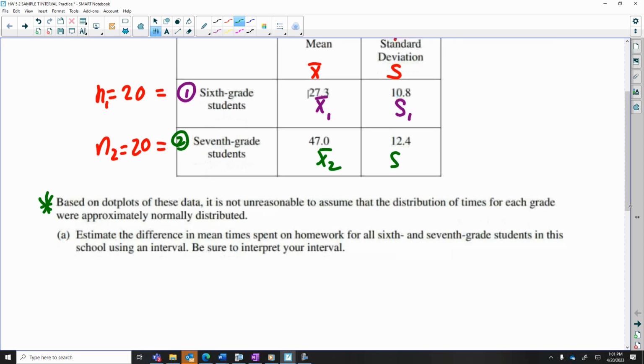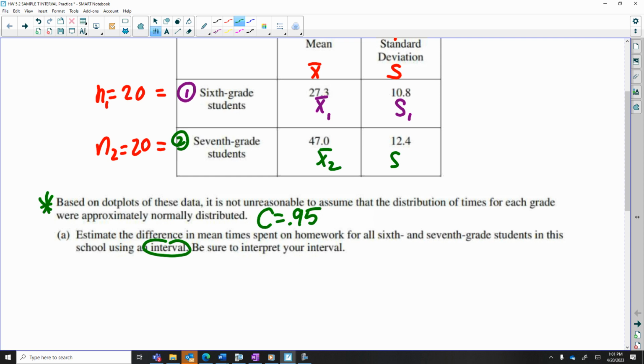Estimate the difference in the mean time spent on homework using an interval. Okay, so now the first thing to note is they did not give us the confidence level. Usually when they don't give us the confidence level, the standard that we use is a 95% level. So that's what I'm going to use.